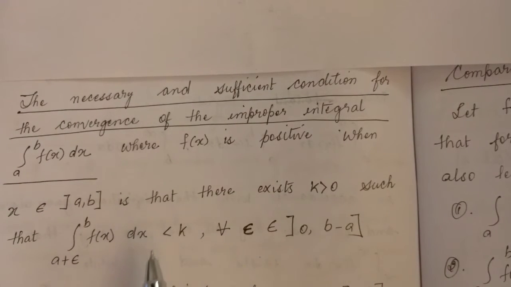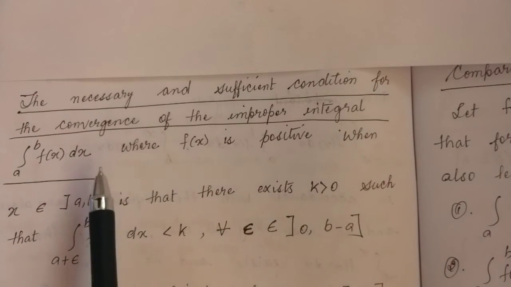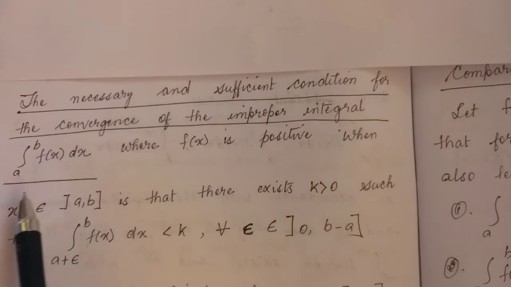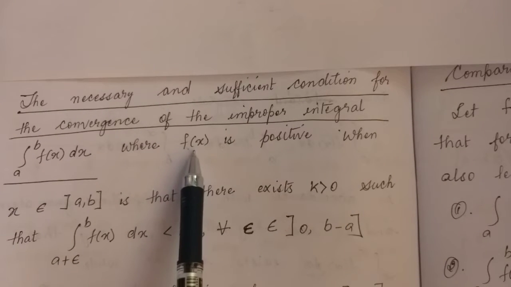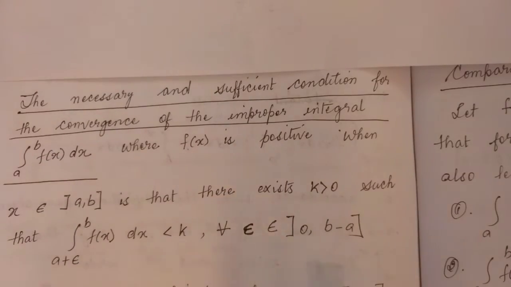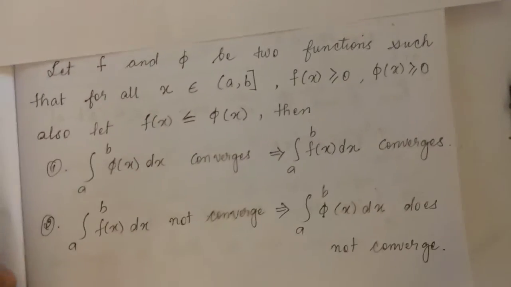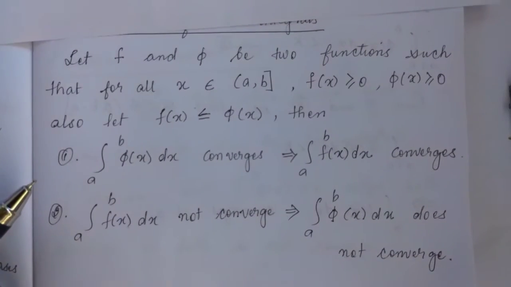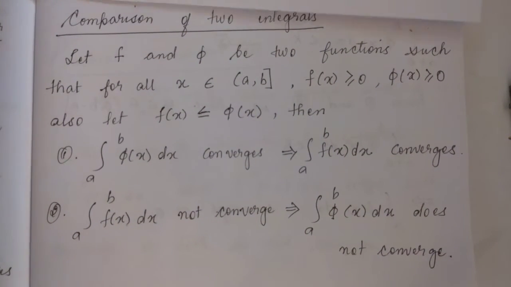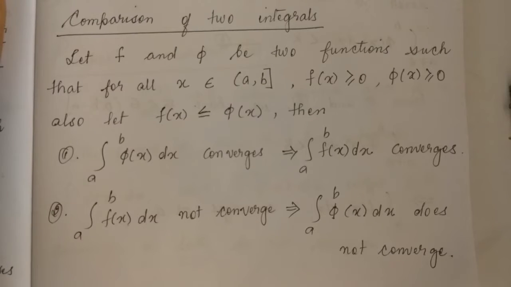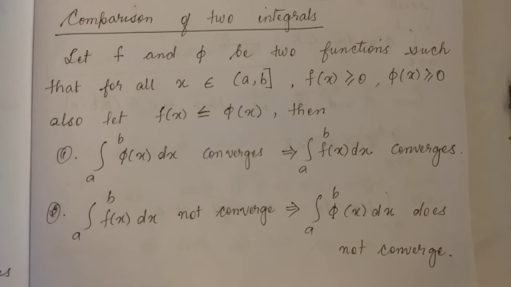Remember, this is the necessary and sufficient condition for the convergence of the improper integral, but here we consider the integrand f of x to be positive. Next, we come to another way of how to check whether the improper integral converges or diverges to an infinite limit.